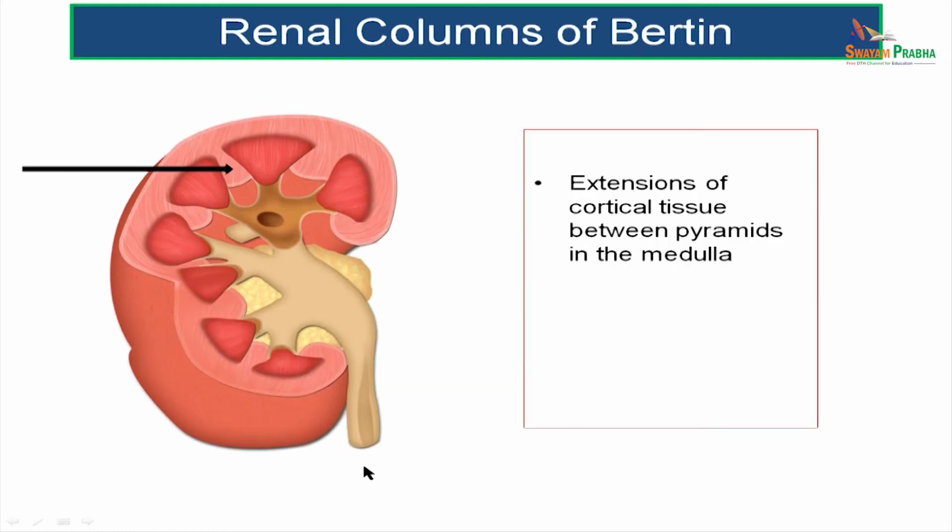Now, we will go into the renal columns of Bertin. Renal columns of Bertin are nothing but extension of the cortical tissue in between the pyramids of medulla. These are all the important gross anatomical structures which are very relevant to the study of microscopic anatomy.